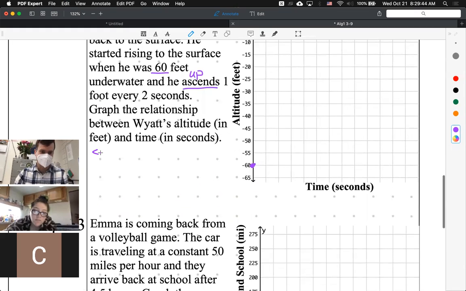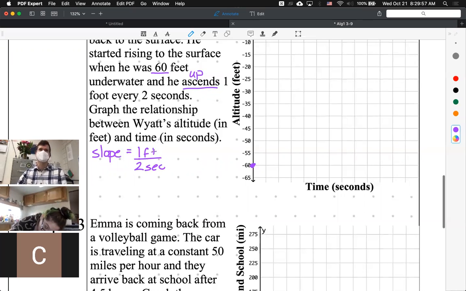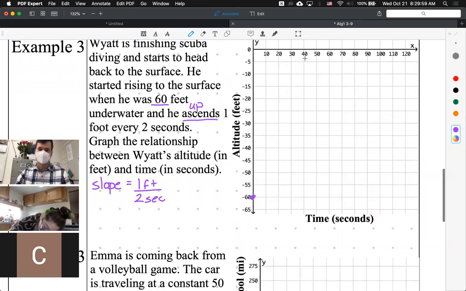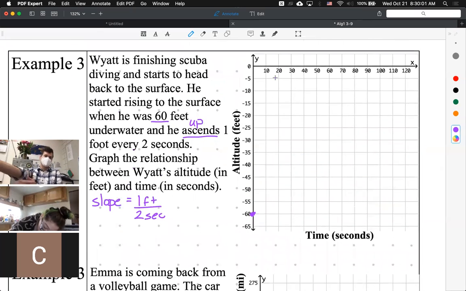Okay, let's use our slope. So let's write down our definition for slope, because that's really what it's saying here. It's saying, hey, our slope is, we're going up 1 foot per every 2 seconds. And we get to change this slope to fit our graph. Question, Jose.